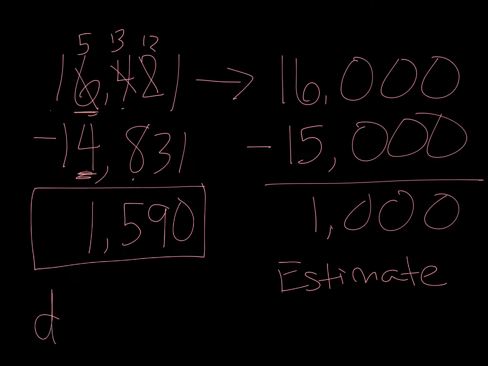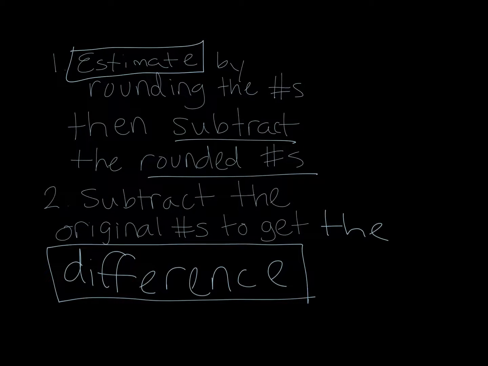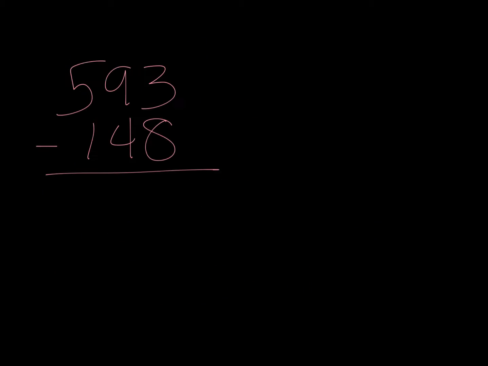So our difference is 1,590. Our estimate is 1,000. Those are close enough together to call this reasonable. So let's review. Your first step should be to estimate by rounding the numbers, then subtracting the rounded numbers. And your second step is to subtract the original numbers to get the difference.